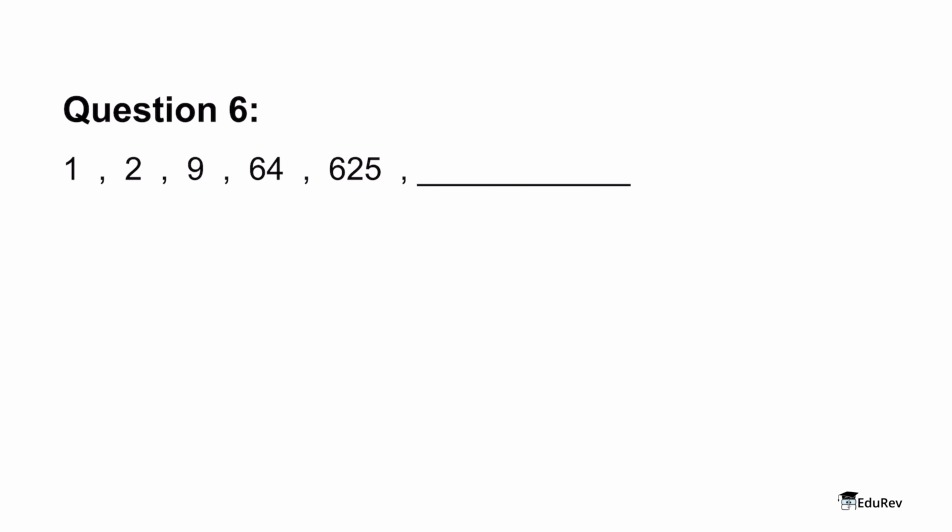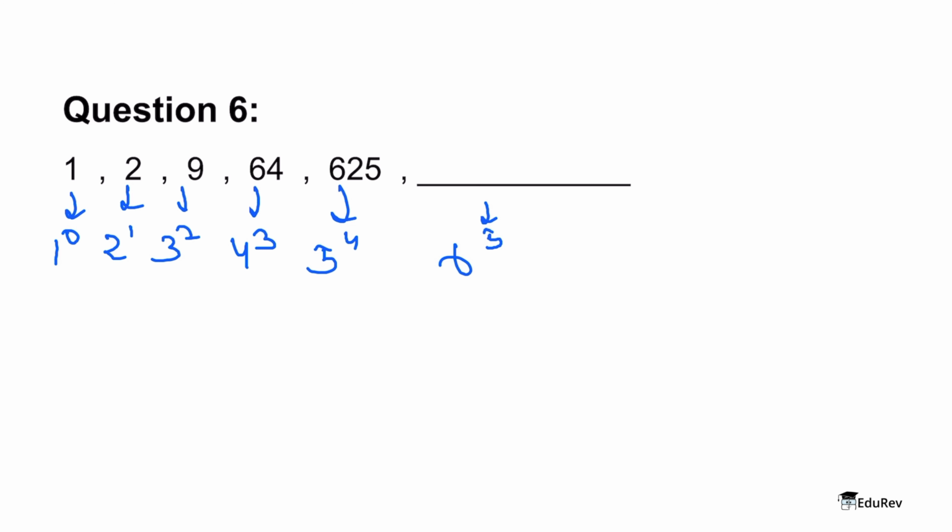In question number 6, we have 1, 2, 9, 64 and 625. Here once again, if you understand the cubes and the squares, the pattern being formed is really simple. So 1 is basically 1 to the power 0. 2 is 2 to the power 1. 9 is 3 to the power 2. 64 is 4 to the power 3. 625 is 5 to the power 4. So here it would be 6 to the power 5.